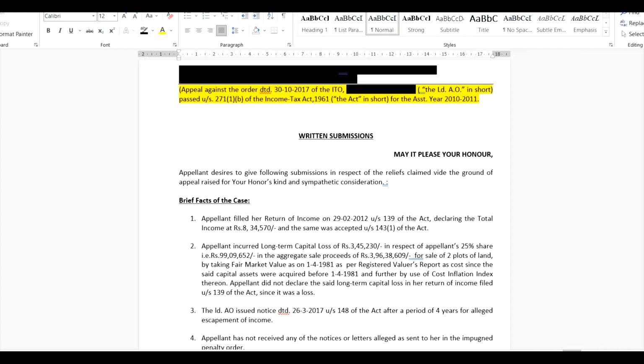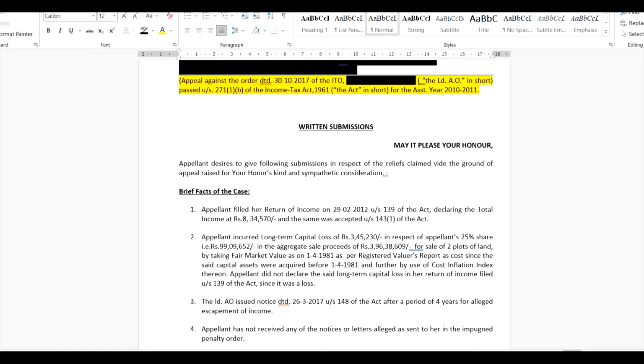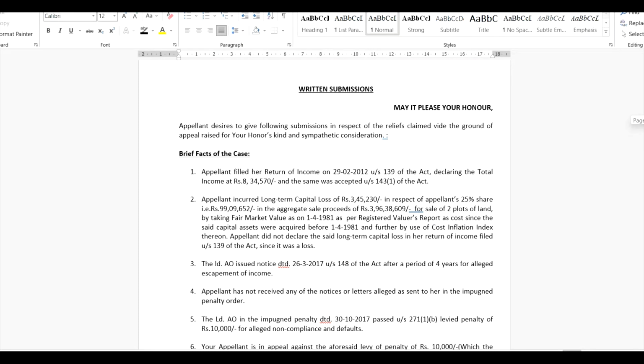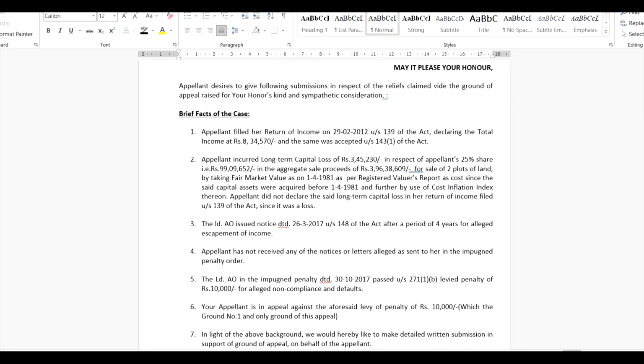So in this case, actually, the order was passed under section 144, that is an ex parte order, and the assessee never received the so-called notices under 142(1). So the assessee was not given any opportunity of being heard, and the penalty was straightaway levied. All those facts I have mentioned here.